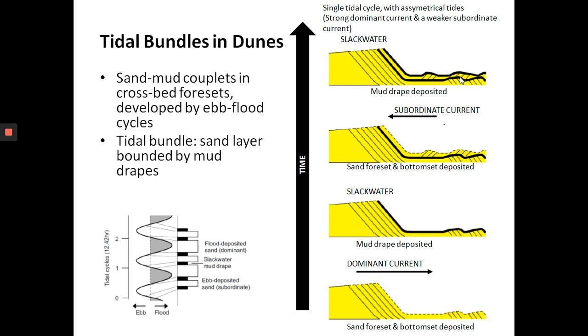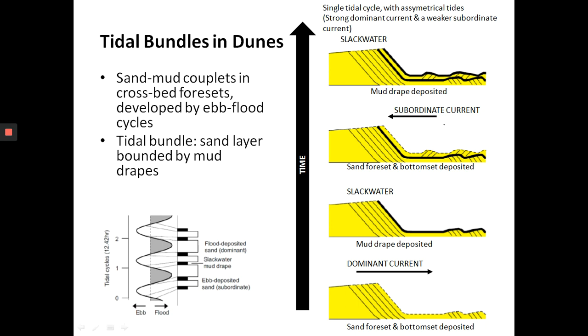So in the case of tidal dunes, you can get individual couplets of sand and mud layers being deposited in single tidal cycles. And these couplets actually form the crossbed foresets and bottomsets.